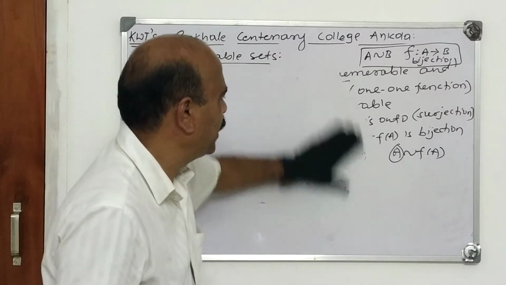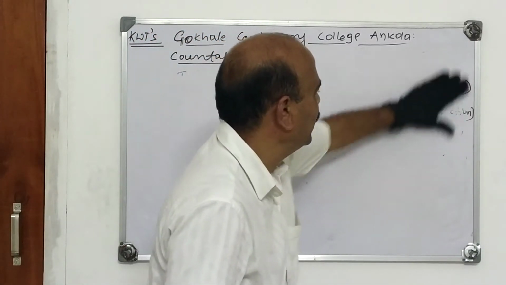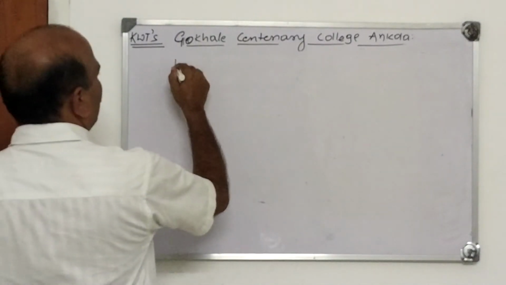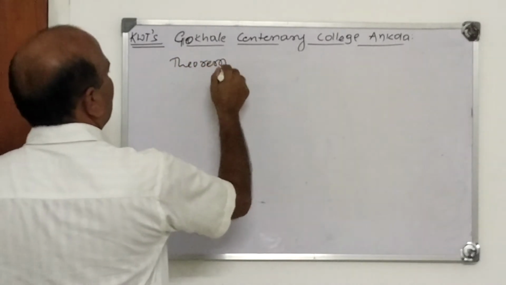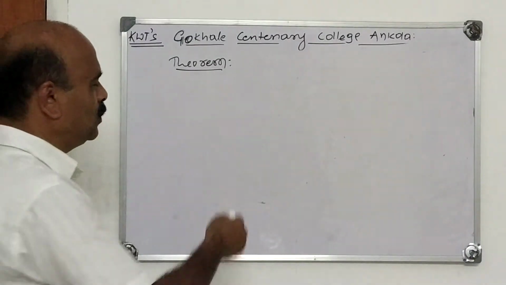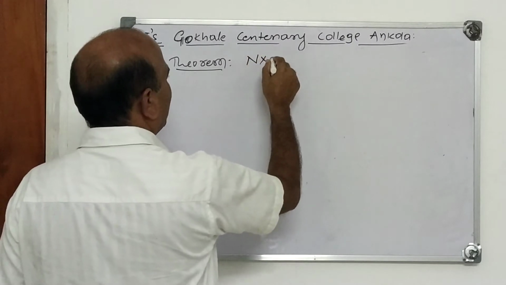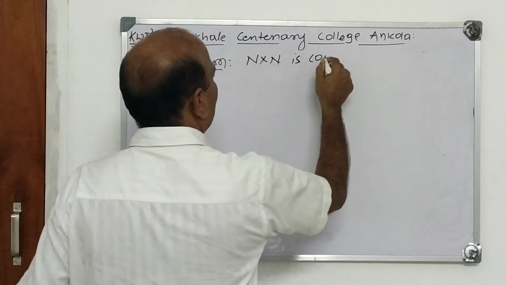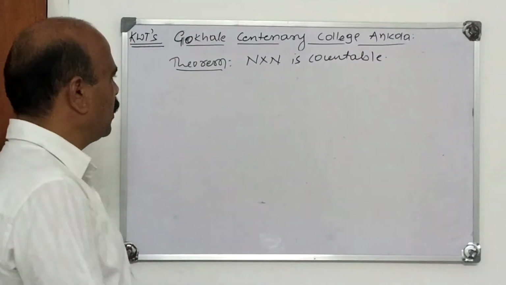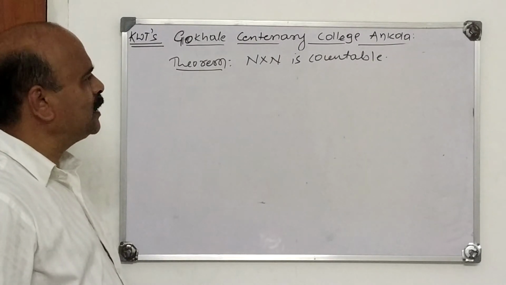Now, I explain how this result is applied in important theorems. The theorem is, very important theorem is this. Every year this theorem is asked for the board university examination. Theorem states like this: N cross N is countable. Here notations are standard. N means set of natural numbers.